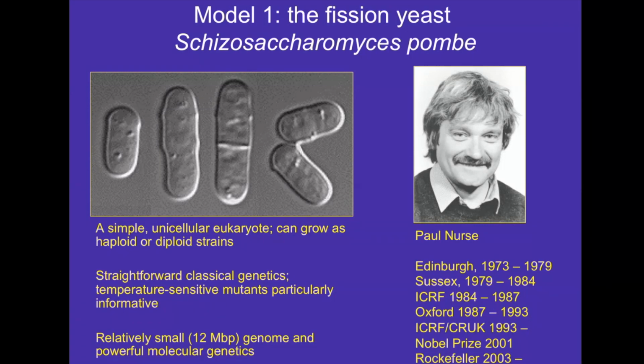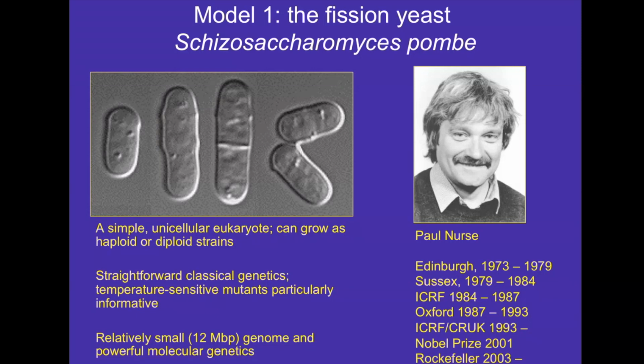And it's a very simple eukaryote. It doesn't have all of the features of multicellular animals or plants. But it does share this basic biology of the cell cycle, and that's what attracted the character on the right, who's Paul Nurse, to investigate the cell cycle in this organism.